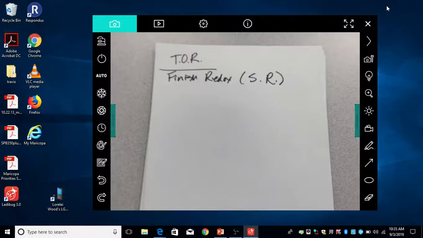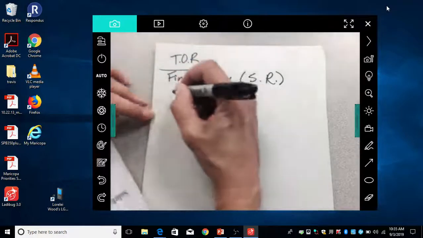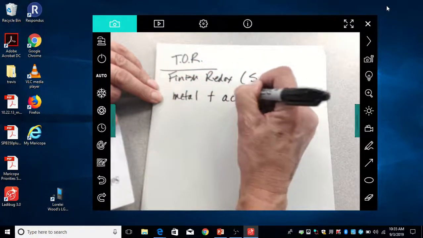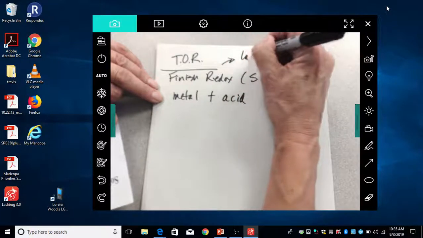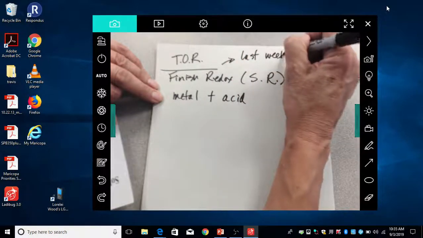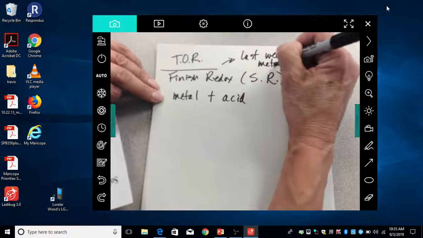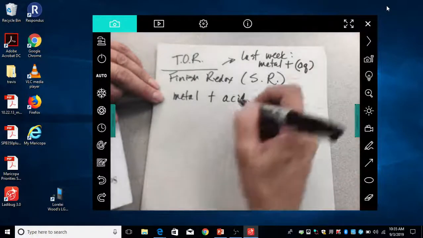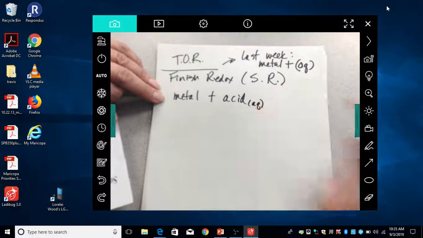There's similar reactions that go on with a metal and an acid. Okay, so before, last week, we talked about a metal plus an aqueous solution. Now we're talking about a metal and an acid. And the acid is still an aqueous solution.